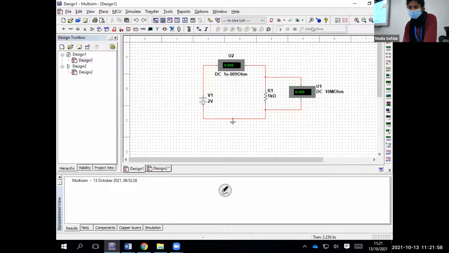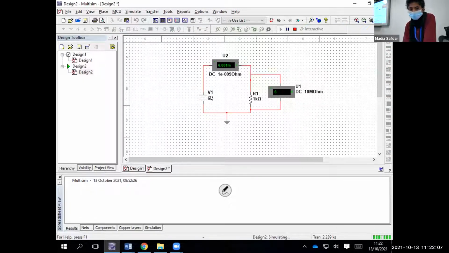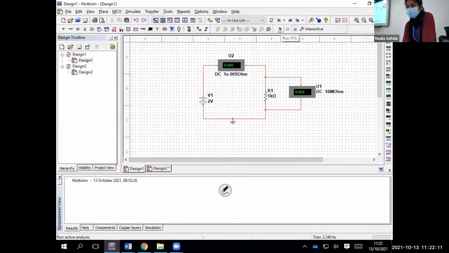So here, by any chance, I don't have the simulation terminal. But anyway, okay, this is the procedure. I did it already here. Okay, now I think it works. Now I run, and you see this is 2 milliampere current and the voltage is 2 volts.